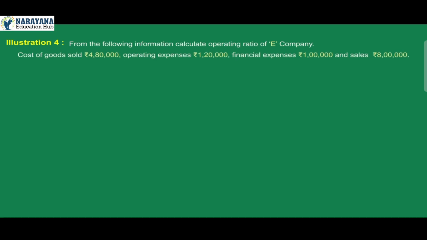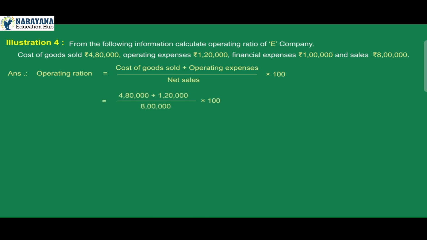Illustration 4. From the following information, calculate operating ratio of E company. Cost of goods sold rupees 4,80,000. Operating expenses rupees 1,20,000. Financial expenses rupees 1 lakh and sales rupees 8 lakh. Answer: operating ratio is equal to cost of goods sold plus operating expenses divided by net sales into 100, is equal to 4,80,000 plus 1,20,000 divided by 8 lakh into 100, is equal to 75%.